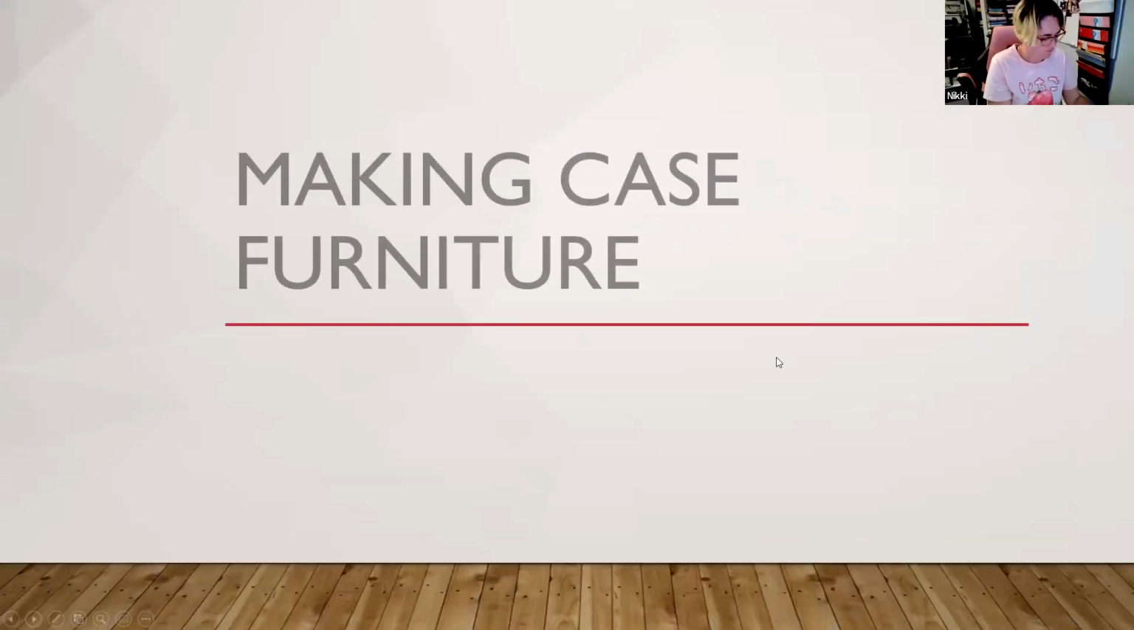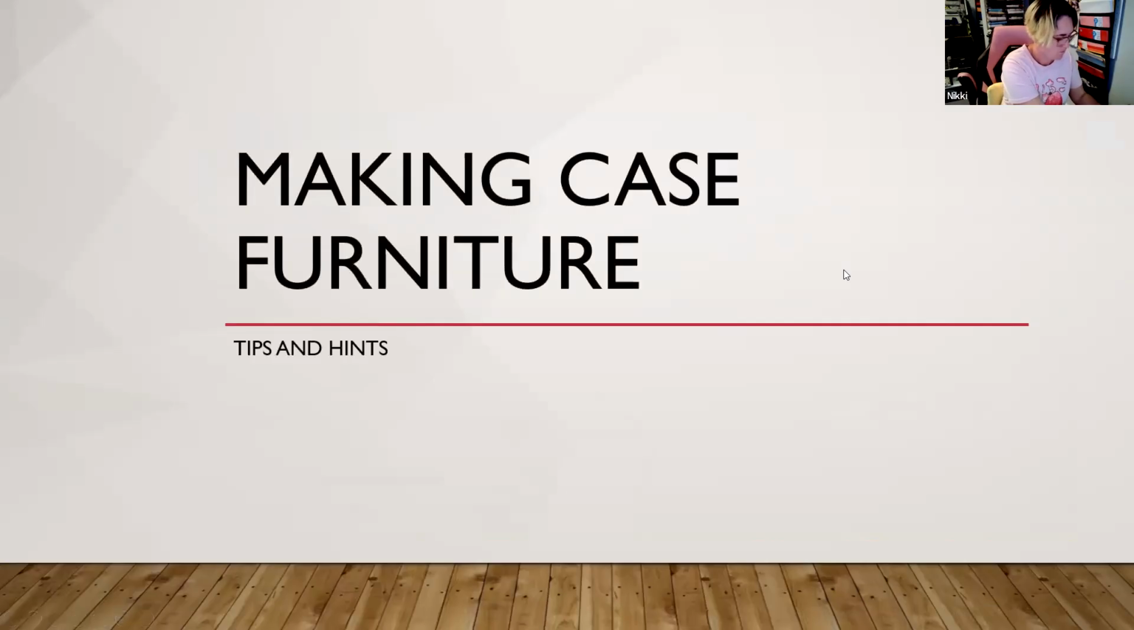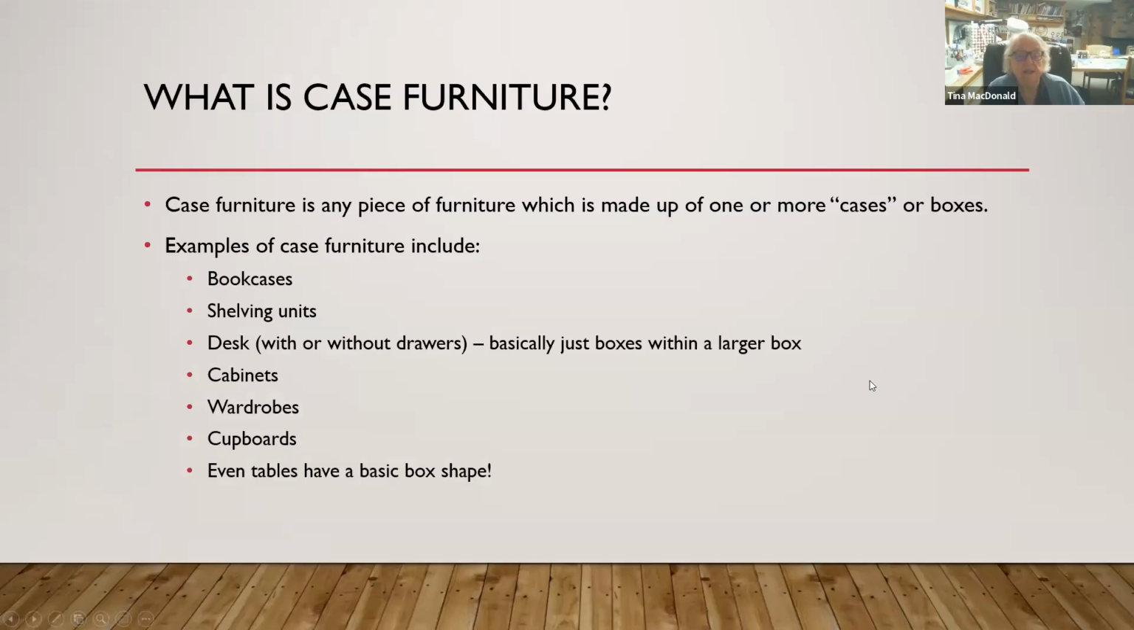Okay, so making case furniture. Case furniture is any piece of furniture which is made up of one or more cases or boxes. The whole point of this discussion is so that you can start actually designing and building your own furniture, if you can't find a kit that fits where you want it to fit, or you don't like the look of something, or you have something very special in mind. Examples include bookcases, shelving units, desks, cabinets, wardrobes, even tables have a basic box shape.